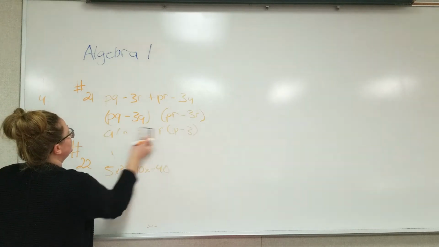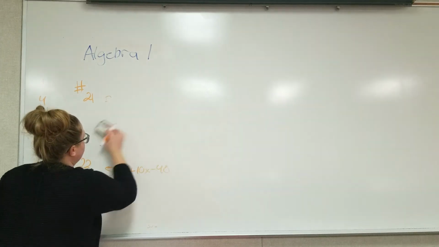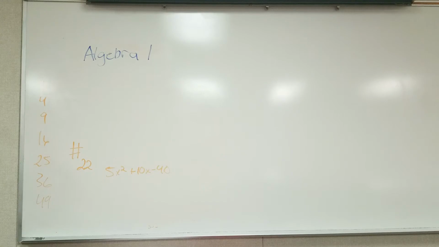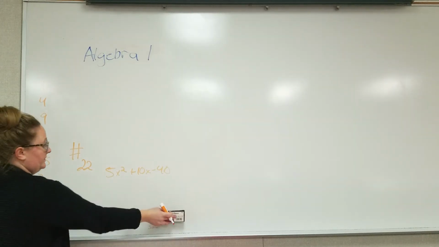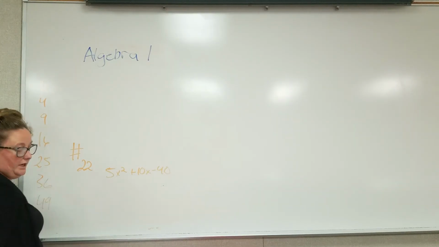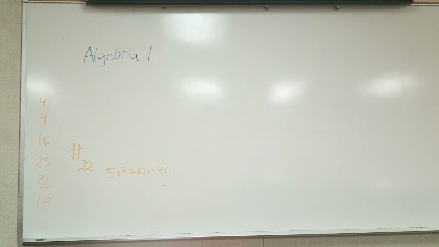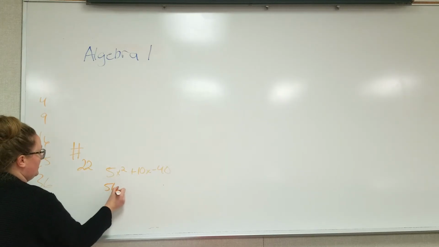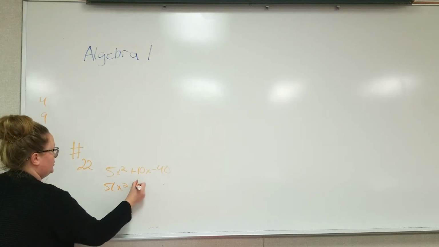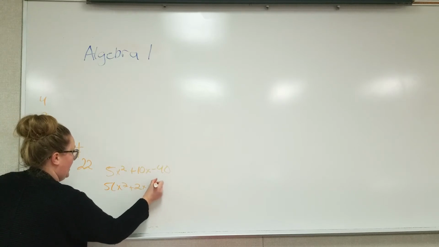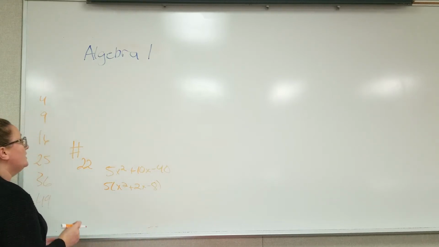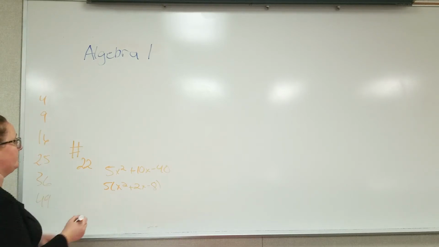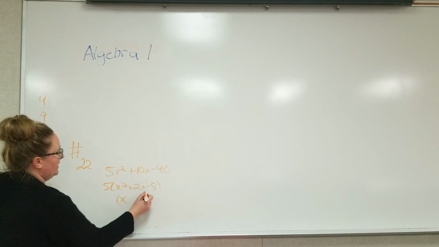Problem number 22, they say factor completely, all right? So they gave you a little clue that this one you need to check to make sure that there's not a common factor. There is in 5, 10, and 40. 5 goes into 5, 10, and 40. So before you start, you need to factor out a 5. Take the 5 out. That will leave you with just an x squared plus 2x and then minus 8, because 40 divided by 5 is 8. So when you do this now, this makes it very simple to factor because there's no coefficient right here. It's just going to be x and x, remember?